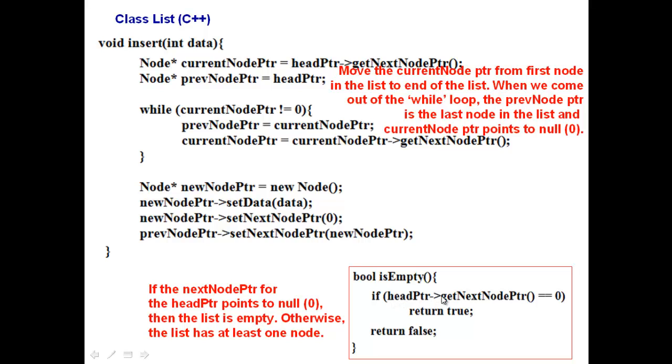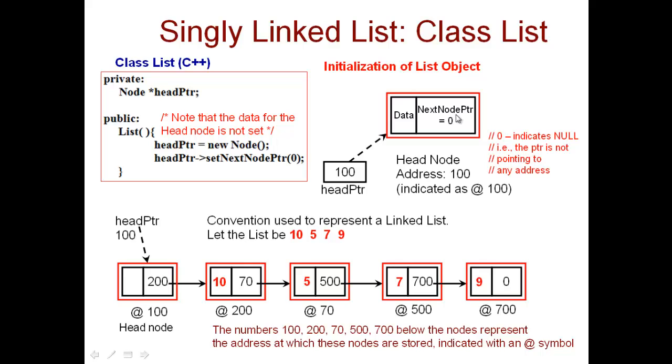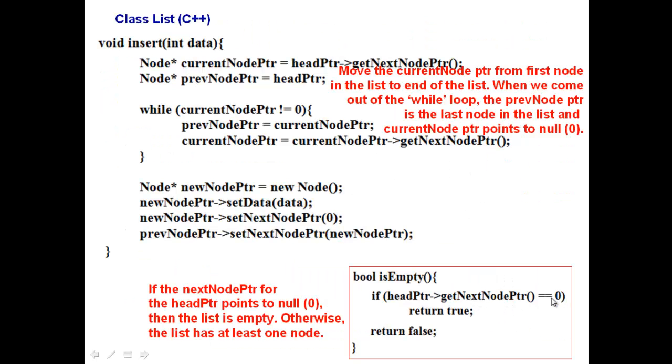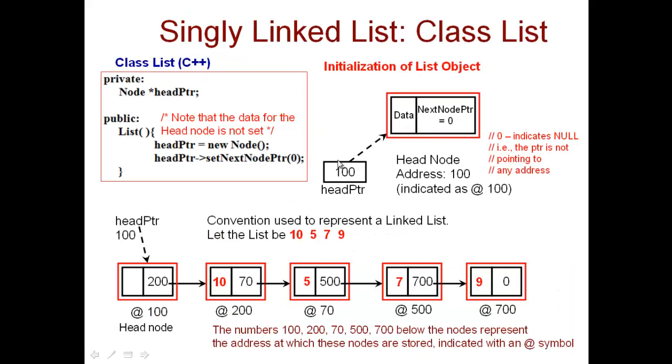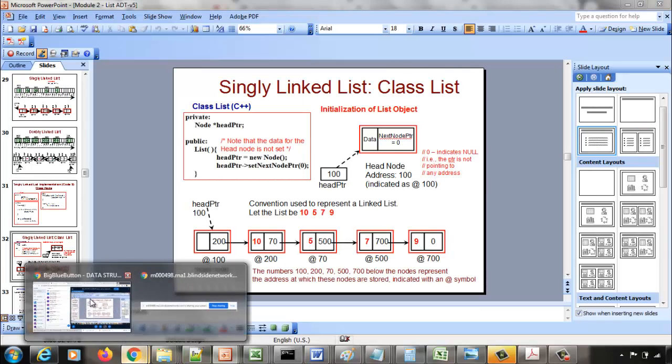If head pointer arrow get next node pointer, so we have to get used to calling member functions like this using pointers. This is a head pointer, so it is the address of the head node, arrow get next node pointer. So you're calling this member function on the head node, and that will return the value that you store in the next node pointer, and in this case it is null. If the value returned by this function is equal to null, then return true, indicating the list is empty. Otherwise you can return false. So right away with this logic we can come up with the isEmpty function to check whether the list is empty or not. Okay, any questions so far?